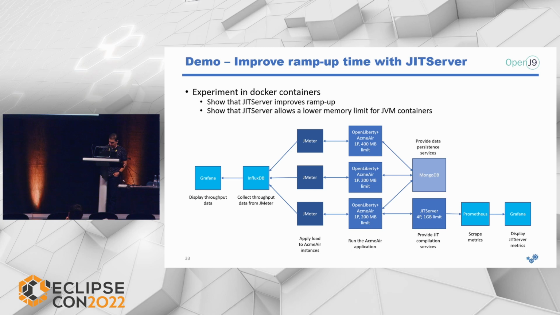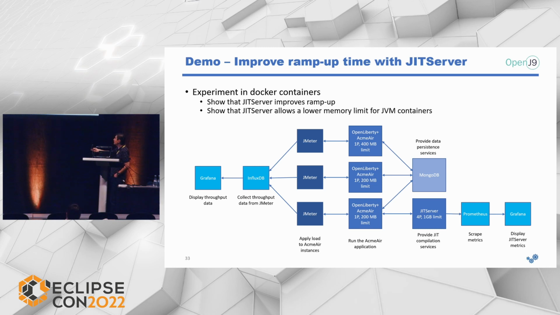So we are going to use 3 Acme Air containers, these 3 here. The one at the top is limited to 400 megabytes of memory. The one in the middle is limited to 200 megabytes, while the one at the bottom is still 200, but it also receives help from JITServer, meaning that it can offload compilations to this JITServer instance here.